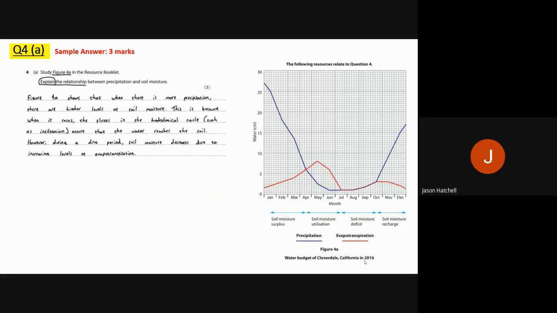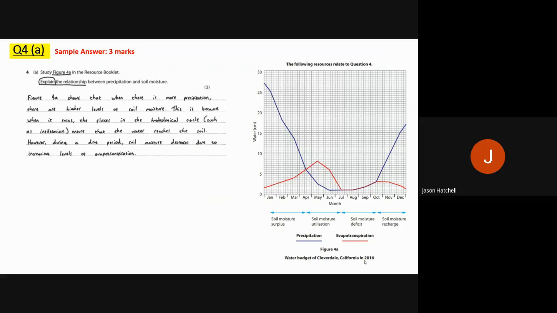This sample answer got 3 marks, and it did so because of this. It says, figure 4A shows that when there is more precipitation, there are higher levels of soil moisture. This is because when it rains, the fluxes in the hydrological cycle, such as infiltration, ensure that the water reaches the soil. Excellent. 2nd mark, brilliant. Use of key terms, linking it to the water cycle, perfect.